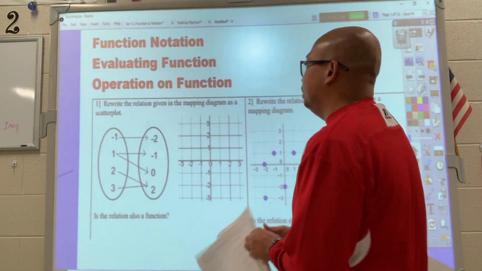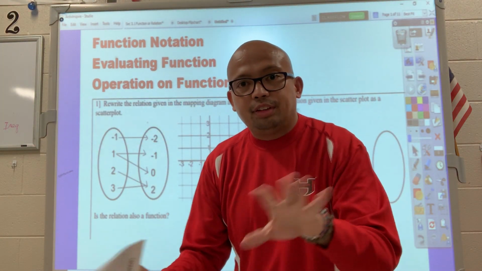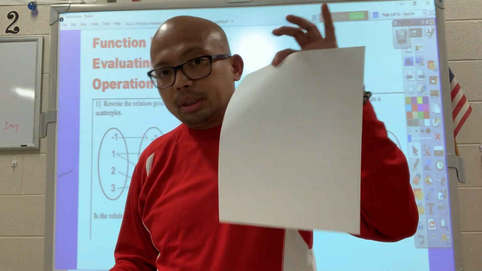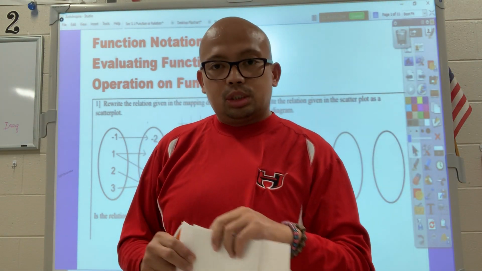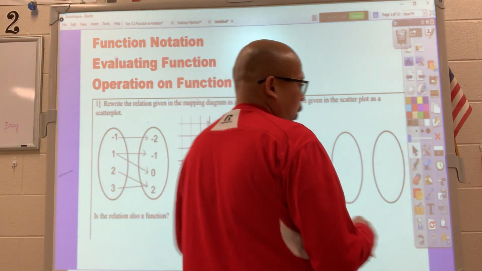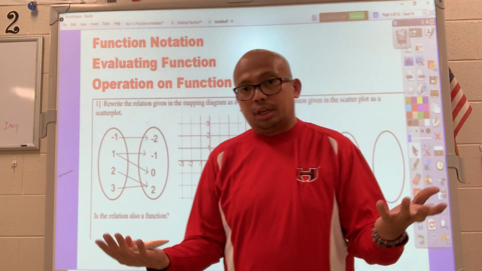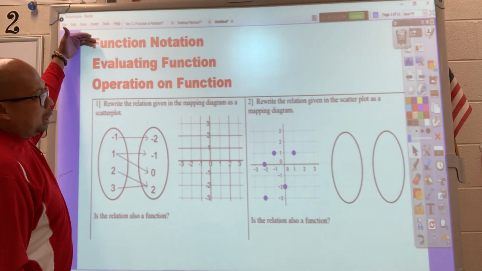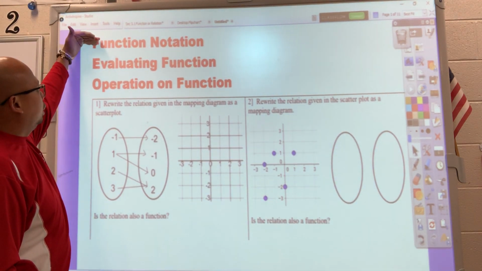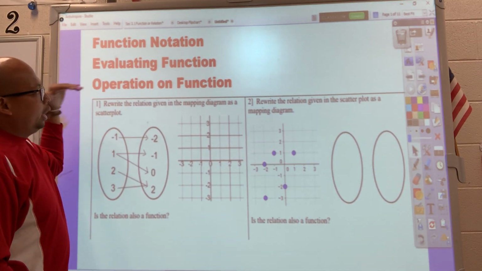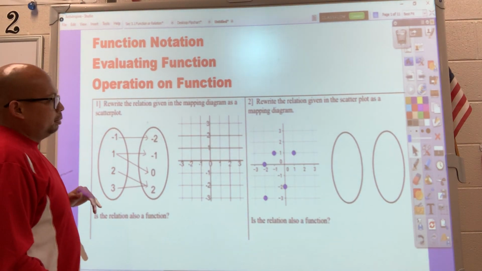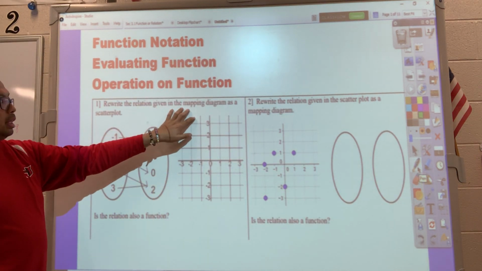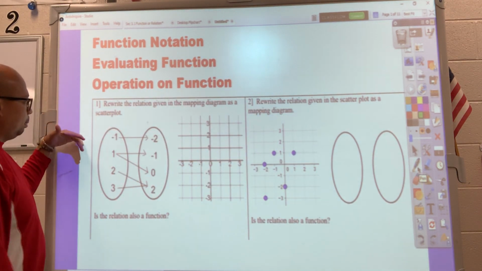Let's start now. Make sure you copy everything you see on the board. If you need more space or more paper, get another sheet of paper and that should be all right, okay? At this time we have learned what a function is. Today our target is to learn how to represent and identify functions, function notation, evaluating functions, and operations on functions, okay? So let's rewrite the relation given its mapping diagram as a scatter plot.